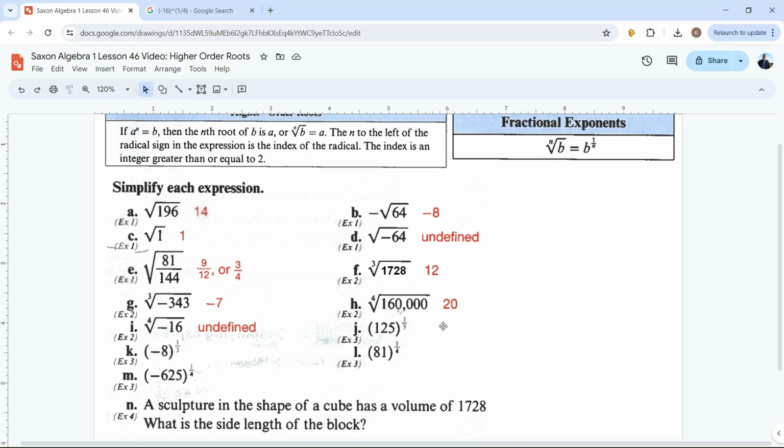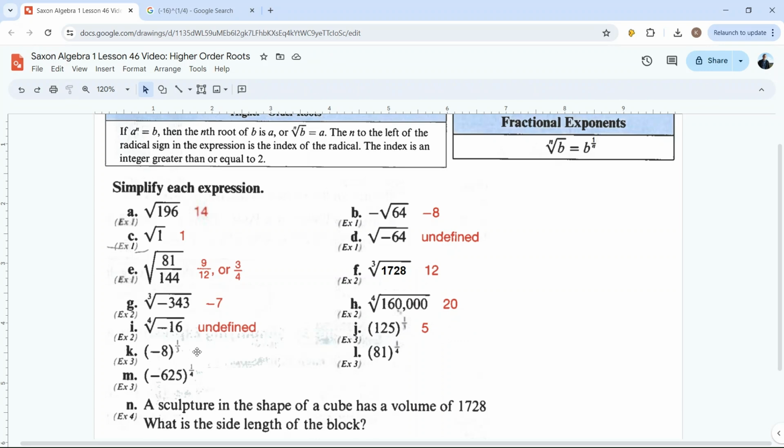Okay, over here. What number times itself 3 times is 125? This one I know off the top of my head. 5 times 5 is 25. Times 5 is 125. So this one's just going to be 5. 5 times itself 3 times is 125. This, by the way, is to the 1/3. That's the same as the cube root of 125.